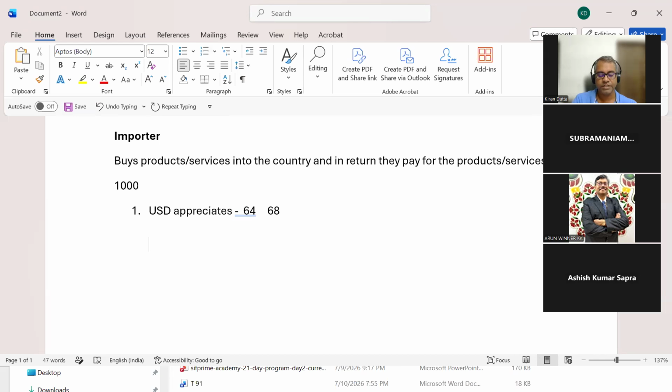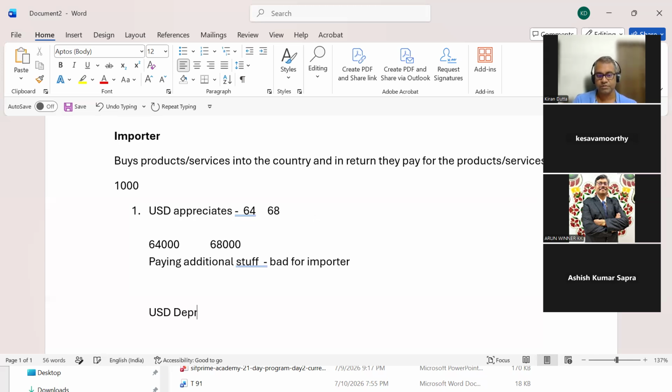Exactly, right? So initially, what am I paying? Initially, I'm paying only 64,000, and in the case of when the USD appreciates, I'm paying 68,000, right? So what happens? I am paying additional stuff. Got it, guys? Everyone clear on this? It's very easy. This is bad for the importer. Got it?